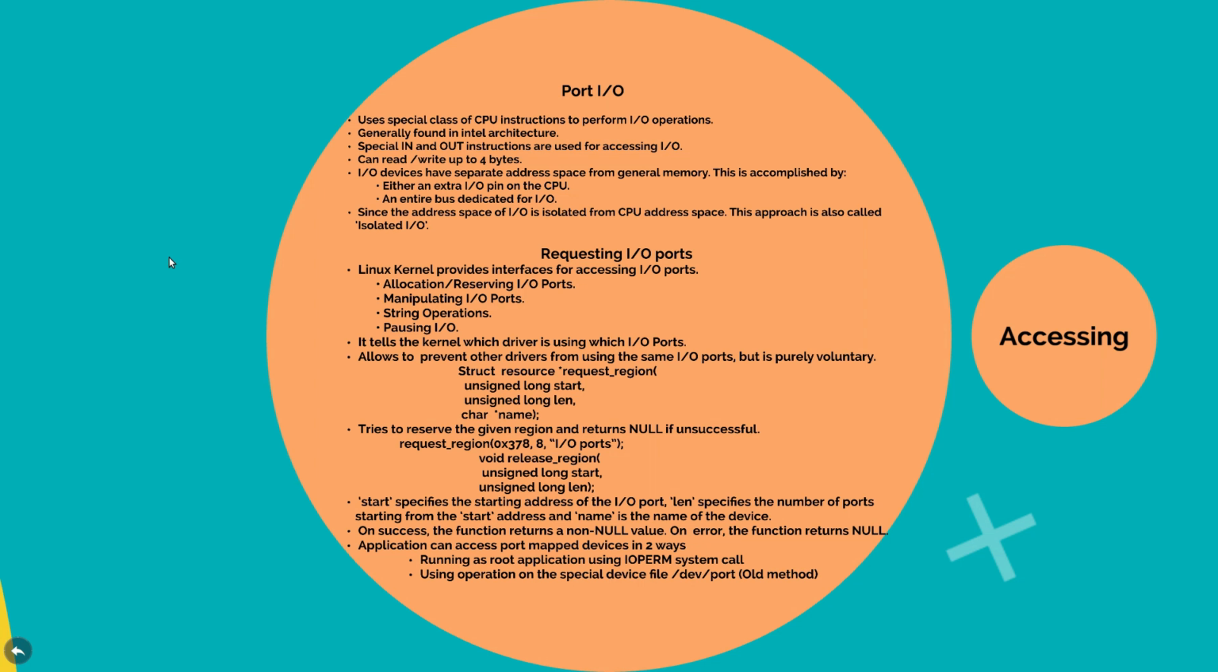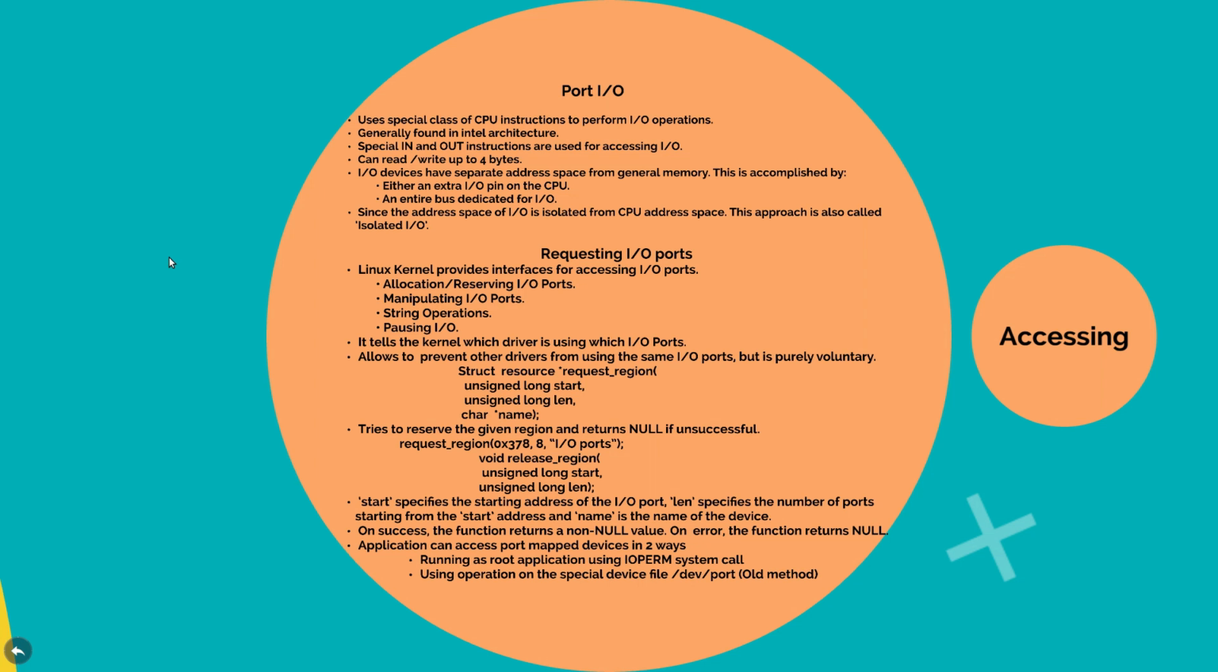This is accomplished by either an extra IO pin on the CPU or an entire bus dedicated to IO. Since the address space of the IO is isolated from the CPU address space, this approach is called isolated IO. So what we will do now is write a simple program just to access the port mapped IO. We will run the program as a root application using the IO system call, and after that we will go to requesting IO ports.